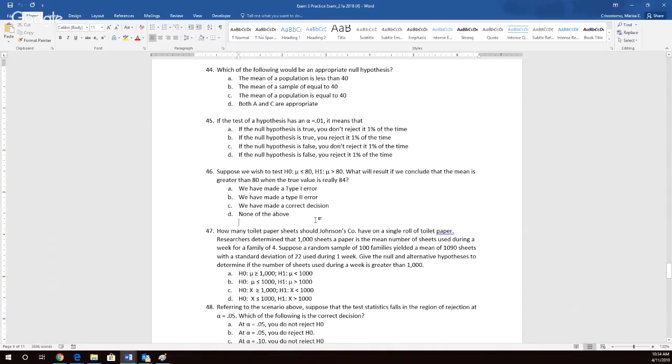Suppose we wish to test the null hypothesis that the mean is less than or equal to 80, and your alternative is that your mean is greater than 80. What will result if we conclude that the mean is greater than 80 when the true value is really 84? So basically, we're saying I'm rejecting this statement. This statement is probably not true, when in reality, it's not true. So that is a correct decision.